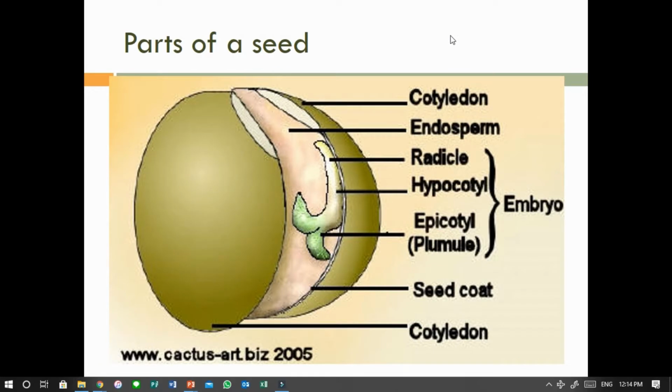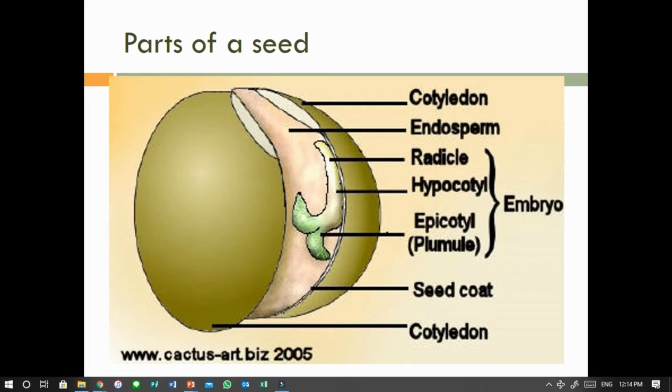Here are the different parts of the seed, and this is a very important slide as you should be aware of all the different parts of the seed. The cotyledon is like basically the seed coat. The endosperm is inside. Remember, endo means in. The radicle, hypocotyl, and apical. We'll talk about what that turns into later. That's the embryo. That's a seed. Embryo means baby. And the seed coat is also part of cotyledon.